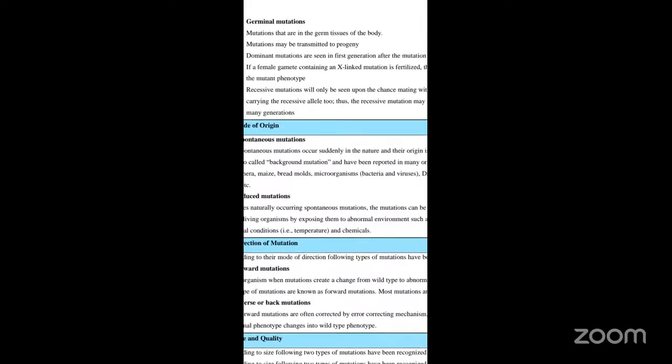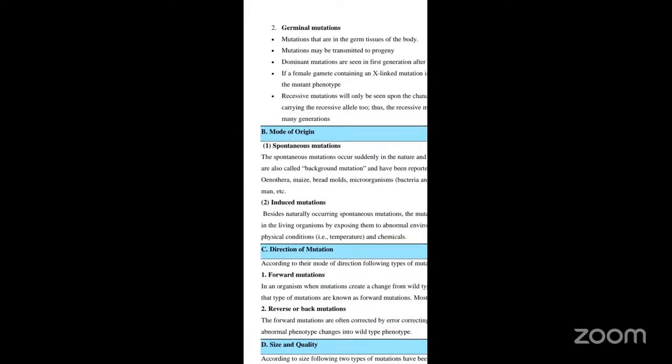Okay, the next is the germinal mutation, or germ mutation. This is with reference to germ mutations, or the germinal mutations. Here you require germ cells. Germ cells are nothing but the sex cells, right? So here the mutations are seen in the germ tissues of the body. So this may be transmitted to the progeny. You all know that whatever characters are there, they are transmitted from the parent to the offspring. So if a mutation occurs in a parent, it will be transmitted to the offspring, or to the progeny. So these types of mutations may be transmitted to the progeny.